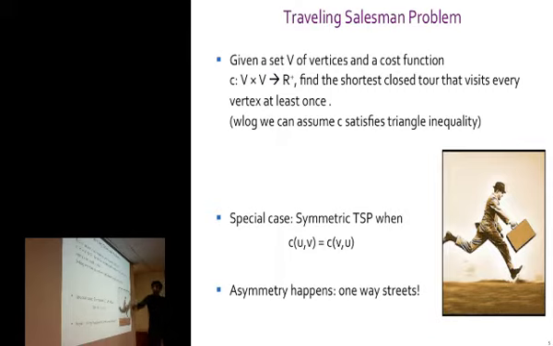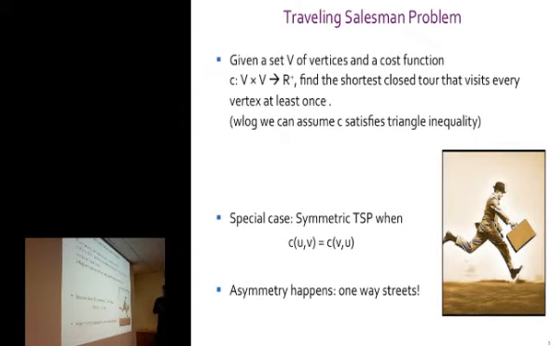A special case of this problem is the symmetric TSP, where we assume that the costs are symmetric: the cost of going from u to v is equal to the cost of going from v to u. But asymmetry also may happen, for example, if we have one-way streets. By STSP, I mean the symmetric version. By ATSP, I mean the asymmetric version.